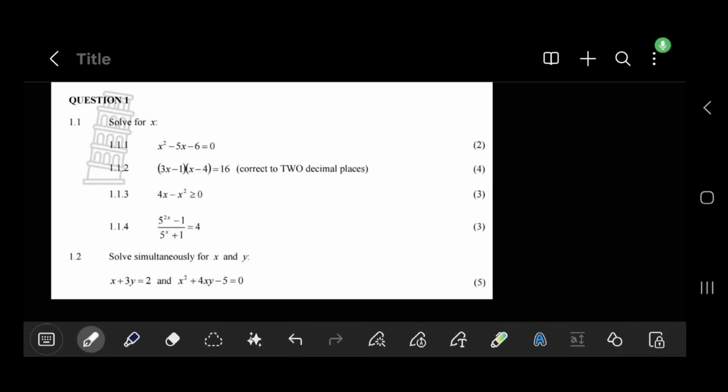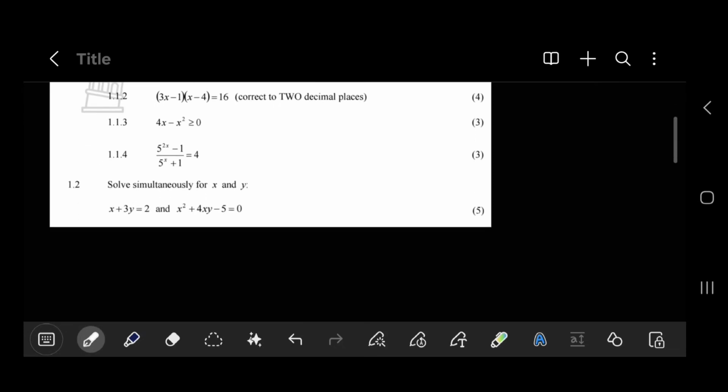Now, here is our second practice problem under algebra for grade 12. It starts off with 1.1 where we need to solve for x. And the first question is x squared minus 5x minus 6 equals 0. Here we have a trinomial, particularly a quadratic trinomial, so we can factorize this.